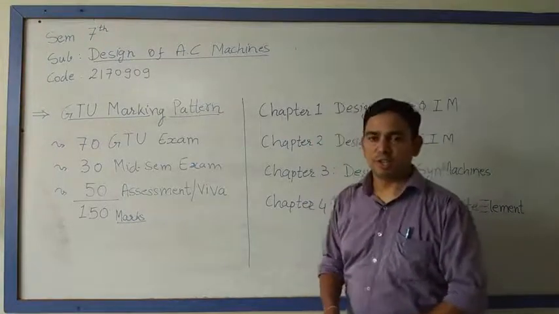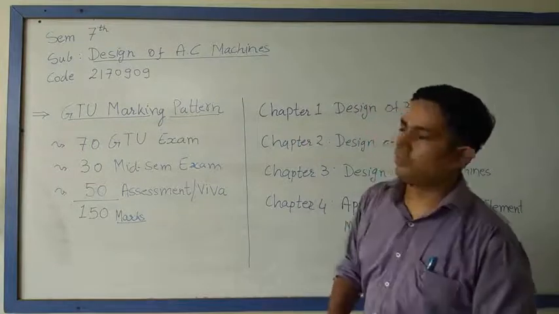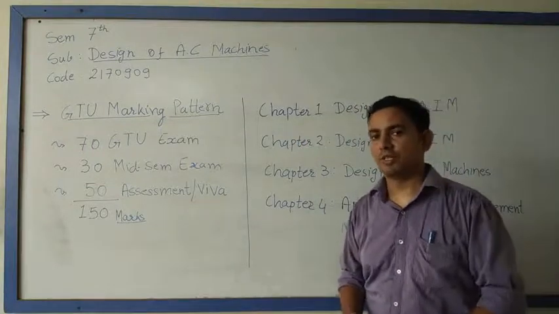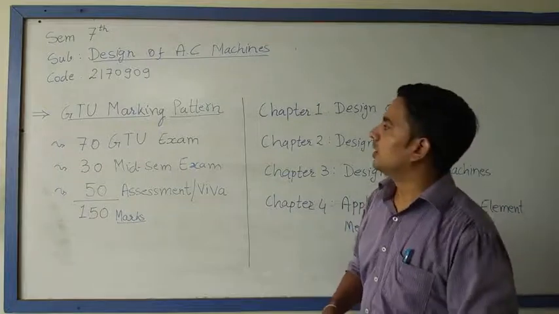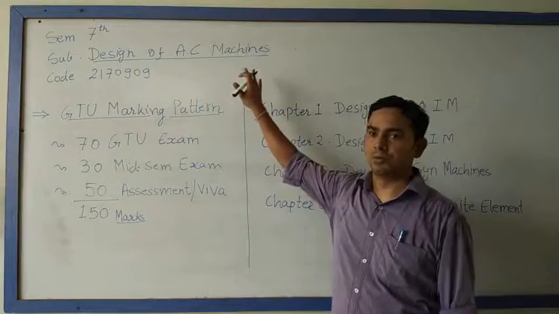Hello dear student, today I am going to teach you the 7th semester subject, Design of AC Machine. Its subject code is 2170909, Design of AC Machine.